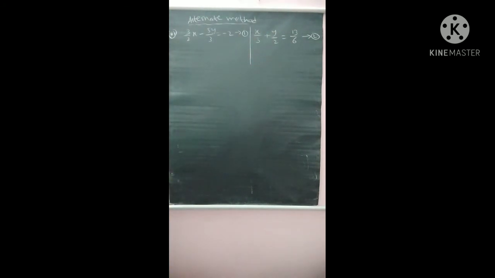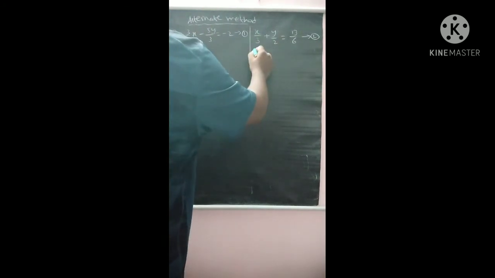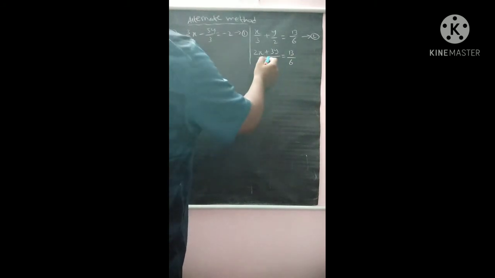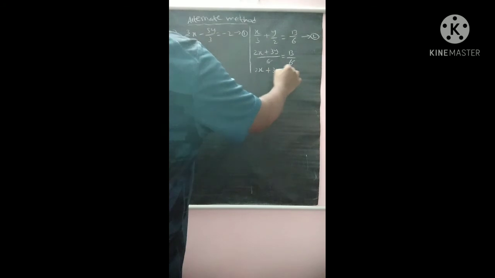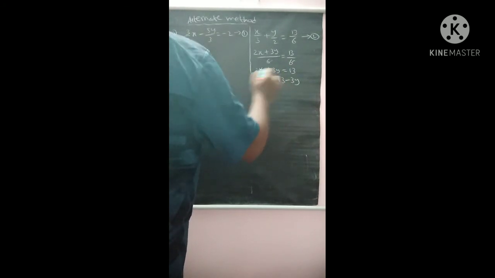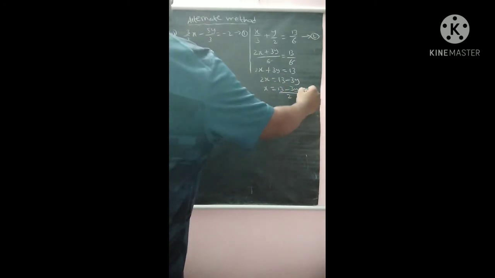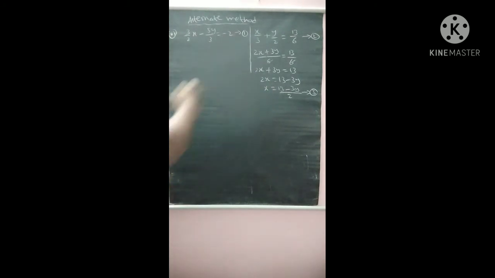Now the alternate method for the sixth one. In the first case we made x the subject from the first equation. Here we will make either x or y the subject from the second. So first simplify the second equation. 2x plus 3y by 6 is equal to 13 by 6. 6 will get eliminated, that means cut off. 2x plus 3y is equal to 13. So 2x is equal to 13 minus 3y. x is equal to 13 minus 3y by 2. Let it be 3.